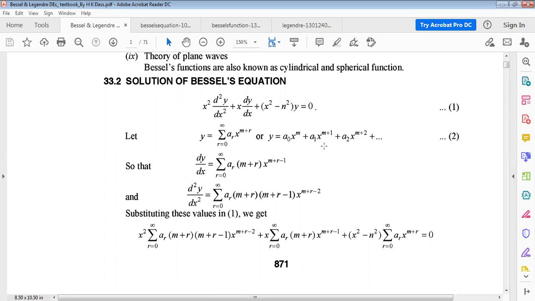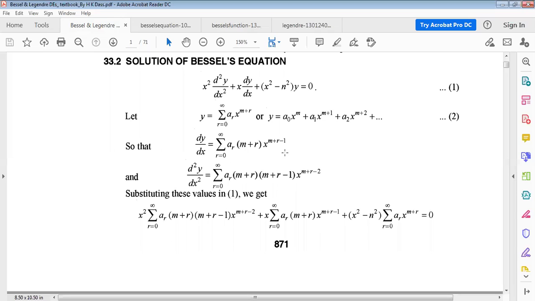So for the first differentiation, what will dy/dx be? It will be the summation over r equals 0 to infinity of a_r x to the power m plus r, differentiated by the formula, giving (m + r) into x to the power m plus r minus 1. Understand everybody? This is the first differentiation.